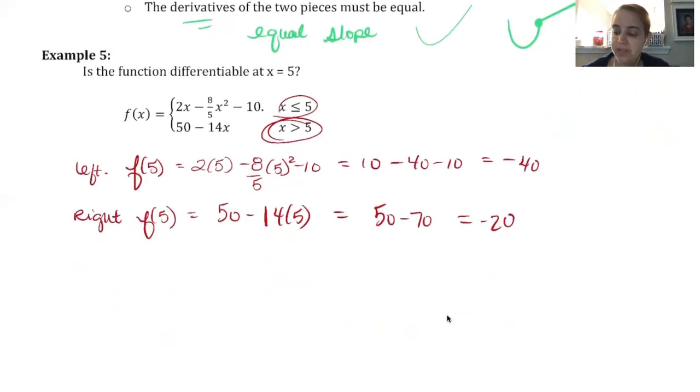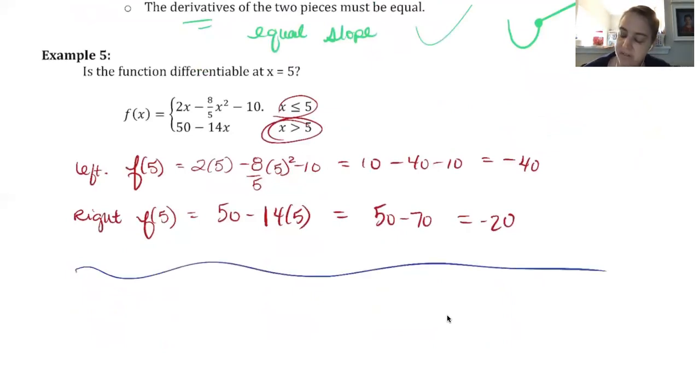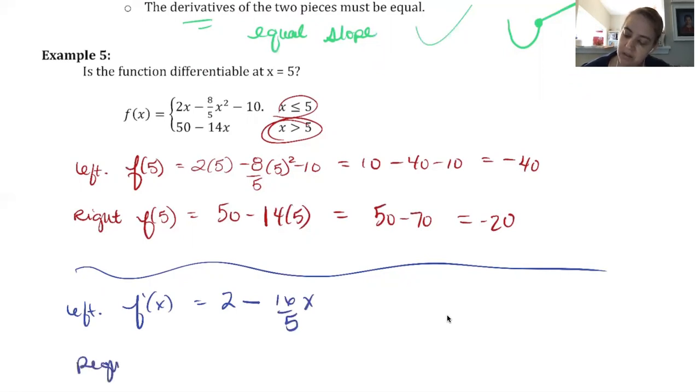I want to know if it's differentiable. So I need to find the derivative of each one. So I'm going to find the derivative of the first piece, f prime of x, and this is the left. We're going to call this 2 minus 16 over 5 x minus 10. And then on the right, f prime of x is negative 14.